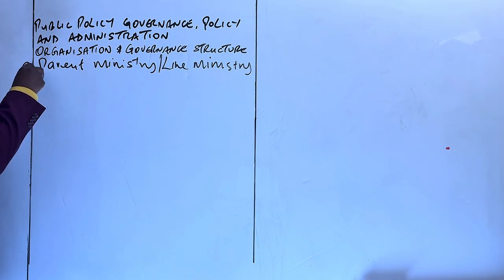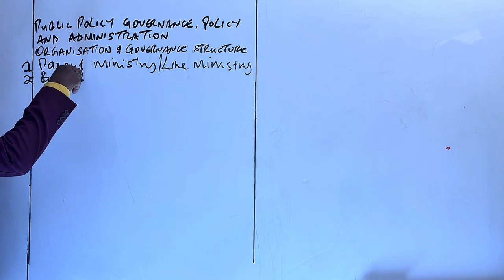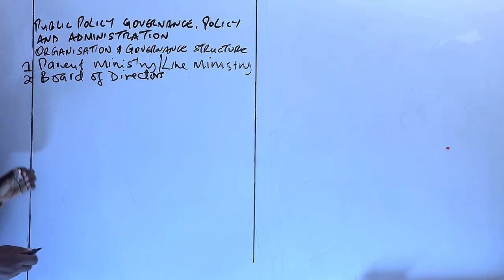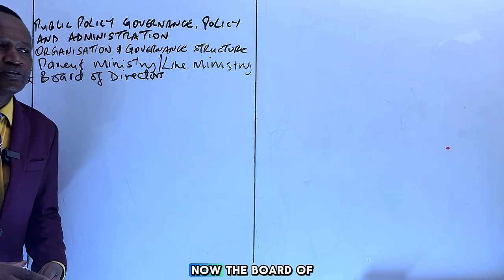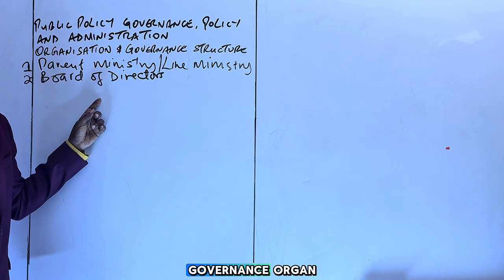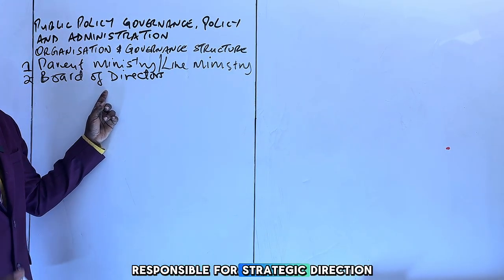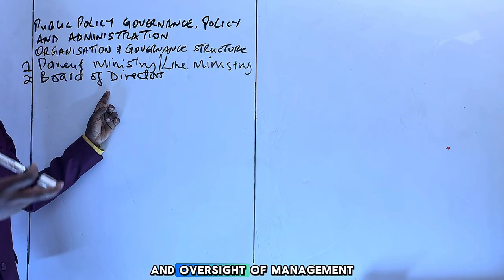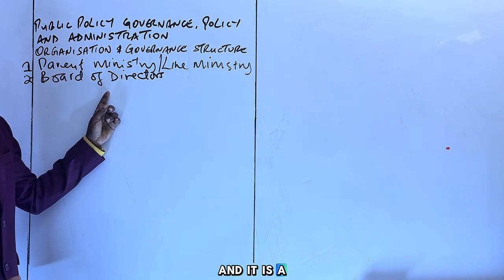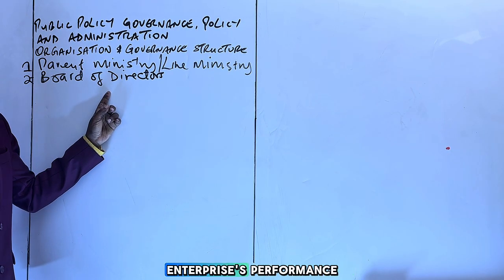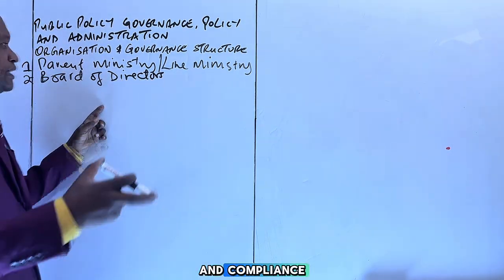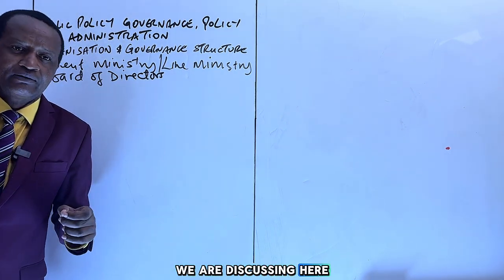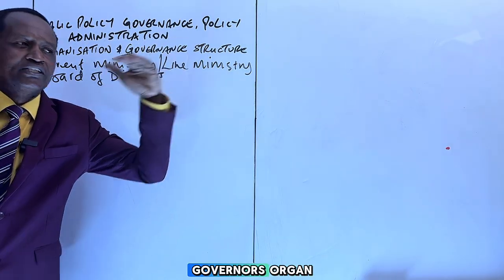Number two, board of directors. Now, the board of directors is the apex governance organ responsible for strategic direction, responsible for policy approval and oversight of management, and it is legally accountable for the enterprise's performance and compliance. The directors of the enterprise are the ones we are discussing here. It is the apex governance organ.